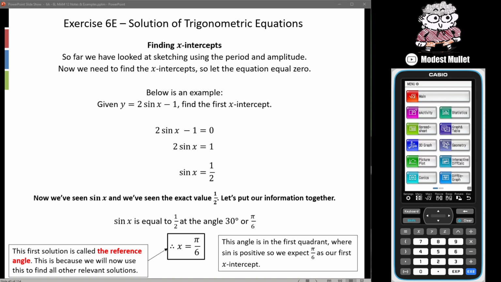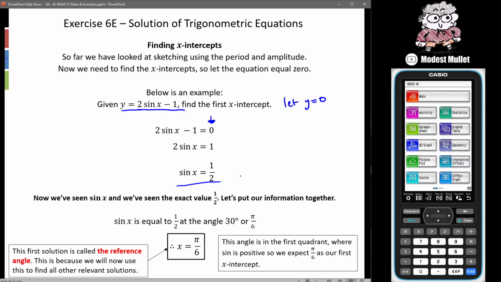Now, why may we want to find the solution? Well, the most obvious case is, say we are trying to graph a certain function. In this case, we might be trying to graph y is equal to 2 sine x minus 1. And we want to find the x-intercept. Well, when we want to find the x-intercept, we know that we let y equal to 0. So we've done that here. And then we can start rearranging this, just solving like any other sort of function or equation. We just solve by applying inverse operations, and we get to something like sine x is equal to half.